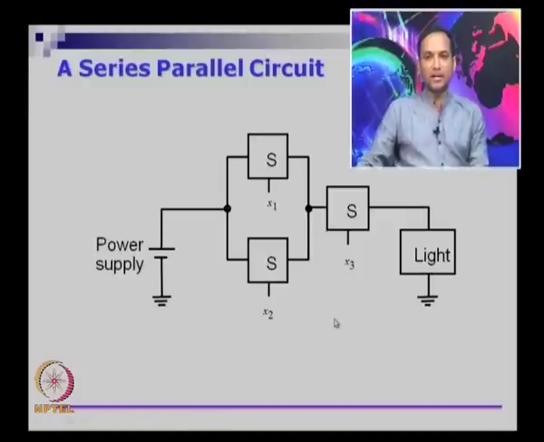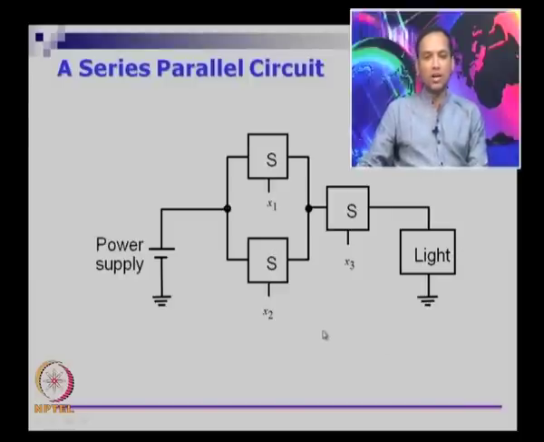So just take a while and think about what will make this light glow. For this light to glow, X3 must definitely be turned on, because if S3 is off, then whatever the state of these two switches are, the light will not glow. So we want X3 to be on, and these two are in parallel, which means at least one of them must be on for the light to glow.